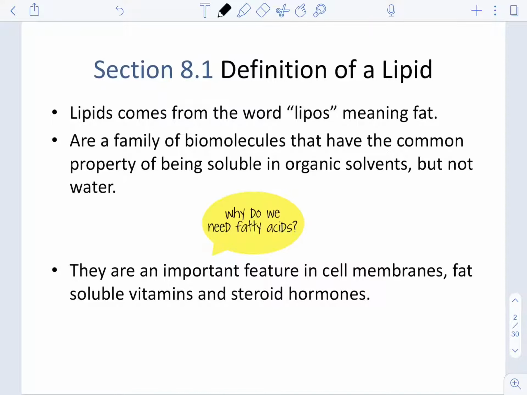What that implies is that lipids are nonpolar molecules. Understand that they are an important feature of cell membranes, fat-soluble vitamins, and steroid hormones.